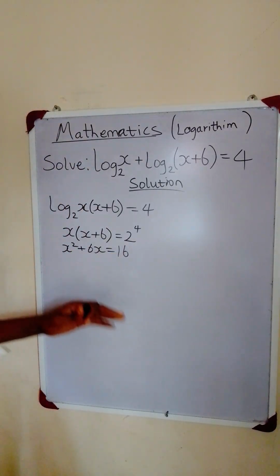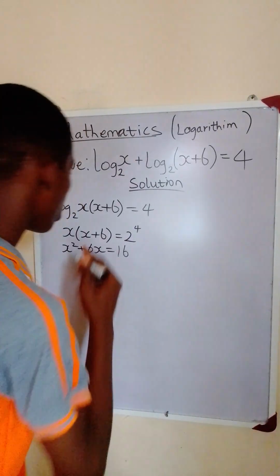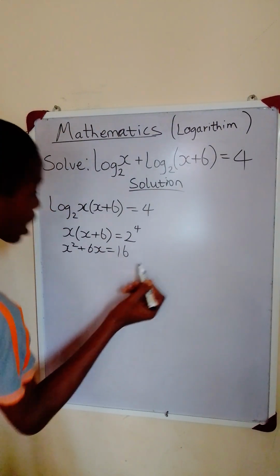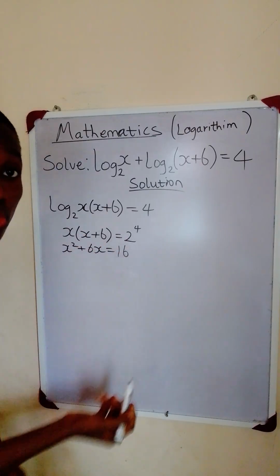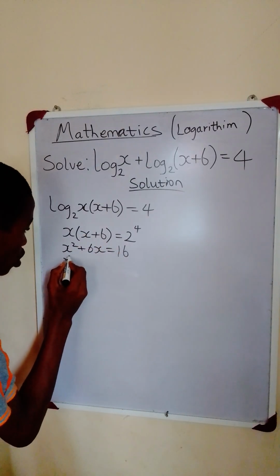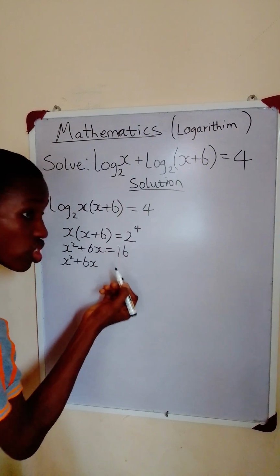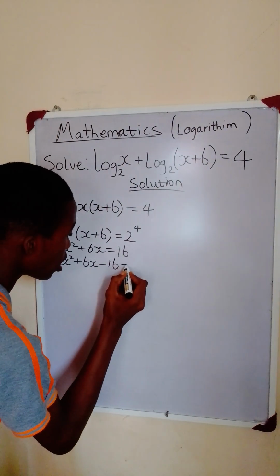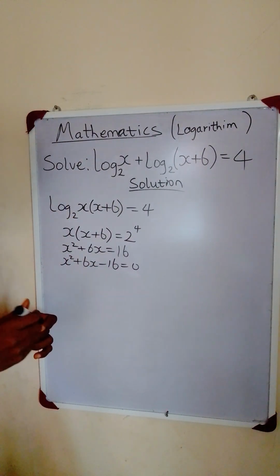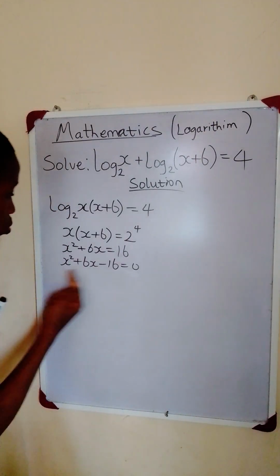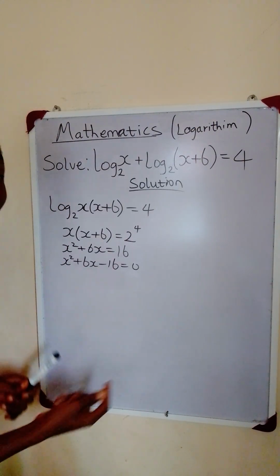So here now it is becoming a quadratic equation. You need to make it a proper quadratic equation. You need to bring this constant to this side and equate it to 0. So that is x squared plus 6x, then when you're crossing it over, it changes to minus 16 equals 0. And solving this quadratic equation, let's factorize.